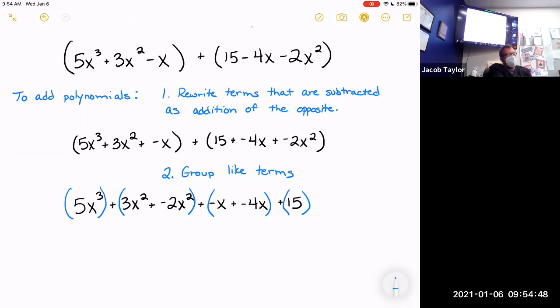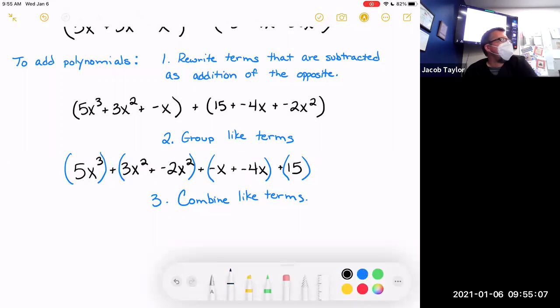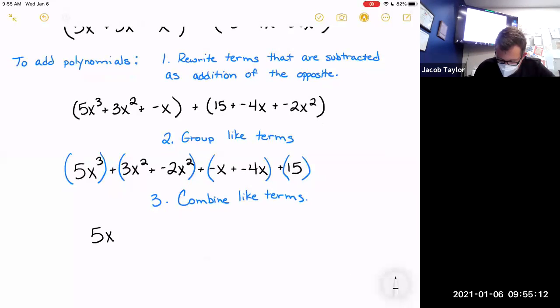Okay. And so the next step is to actually combine the like terms. What do we do for the ones that are by themselves? They don't get to be combined with anything, poor fellas. So for example, our very first term, 5x cubed, is the only cubed in the whole problem. So we just do 5x cubed. Cubed is just another way of saying third power. A three-dimensional object is cubic. Cube is three-dimensional.